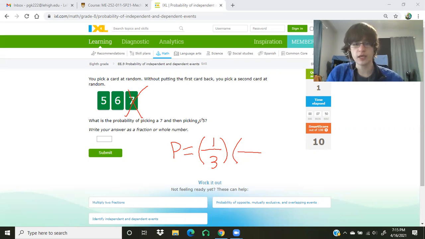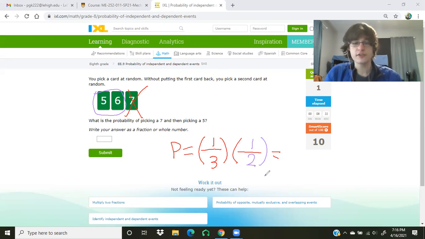So now we want to pick up a 5. What is the probability out of these 2 cards? Oops, I circled the 7. Let me change colors here. Out of these 2 cards, what is the probability you'd pick a 5? Well, what is the total possible outcomes? There's 2, right? Because you have a 5 and a 6. And how many do you want? You just want one of those. Let me go back to red here. Now, you can see that these fractions aren't the same, and that's because we had dependent events.